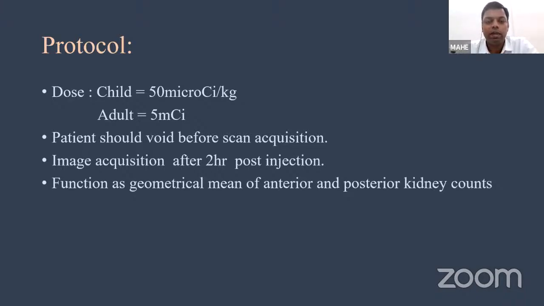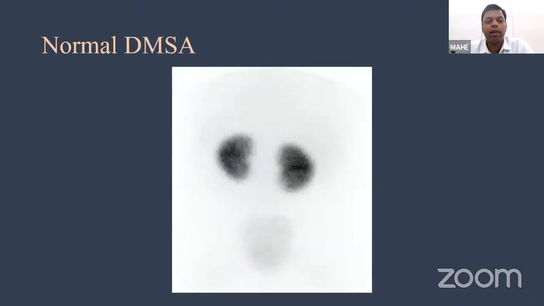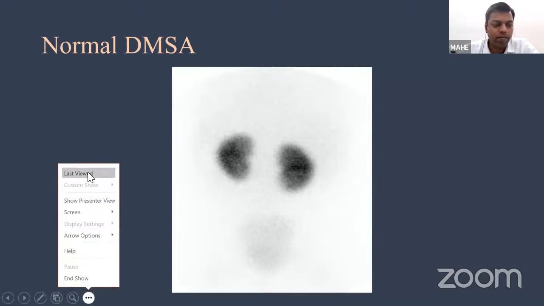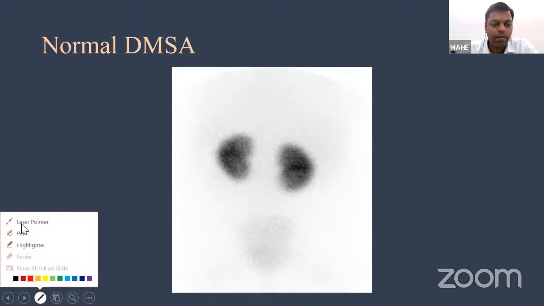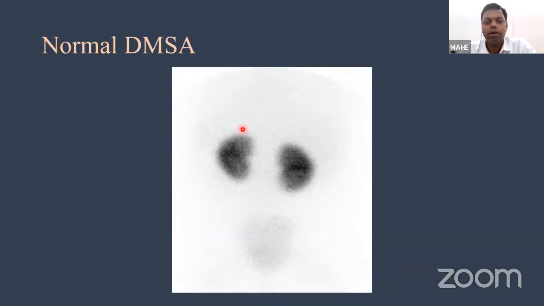This is the protocol. We inject the child or adult with a suitable dose, and then 2 hours later, the imaging is done. Since most of the DMSA is held within the tubular cells, we have this liberty. This is how a normal DMSA looks like. If I can use a pointer. Okay, so this is how a normal DMSA looks like.